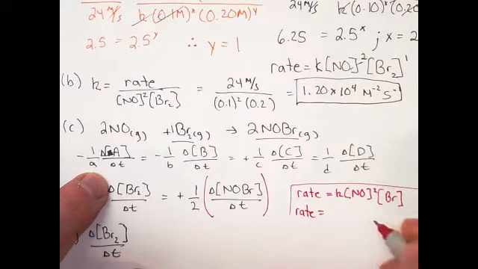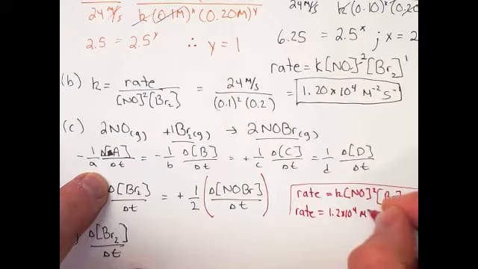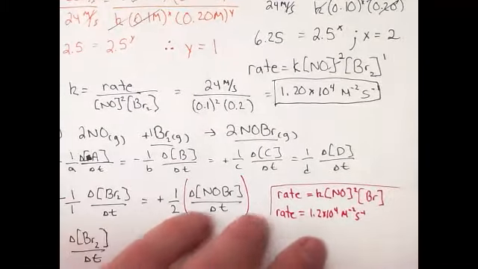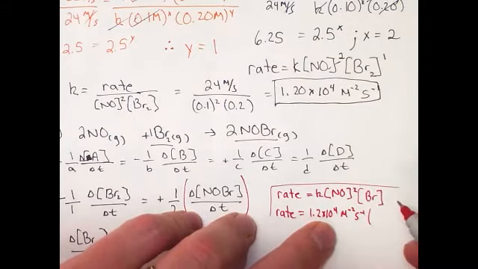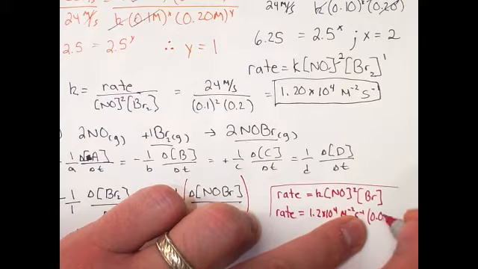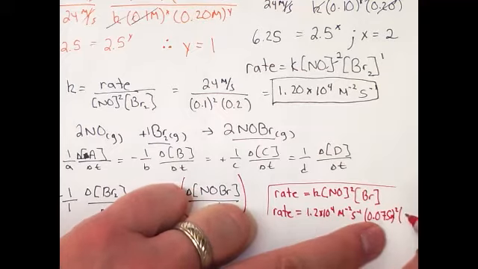And then we're just going to substitute the values in. So I know what K is. I got that above: 1.2 times 10 to the 4 molar to the negative 2, seconds to the negative 1. And I'm going to plug in the concentration part D gave me. So it said NO is 0.075 squared, that's molar, and 0.25 molar squared.